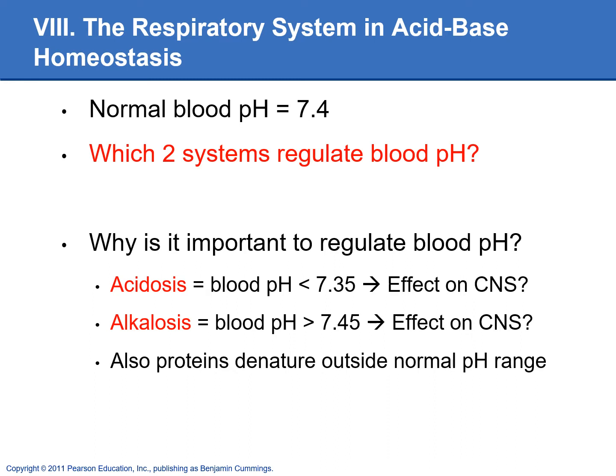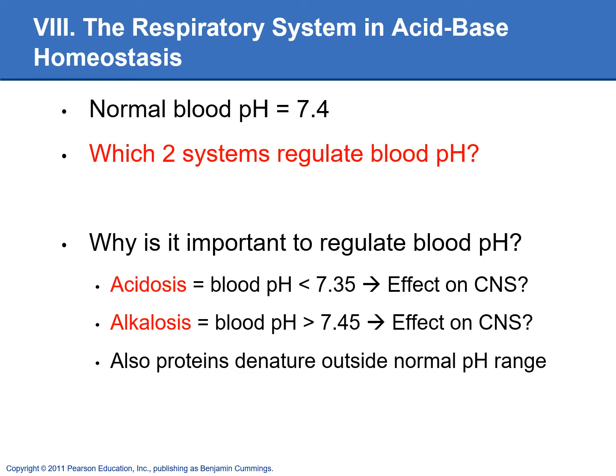At the opposite end, if the blood pH is too high, above 7.45, that's called alkalosis. The effect on the central nervous system is that the neurons in the brain become hyperexcitable. That's going to cause things like seizures and muscle contractions, and it also will cause your diaphragm to continually contract and not relax. So then you can't breathe and you die from that.